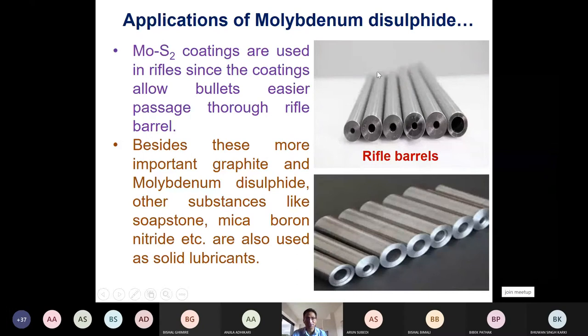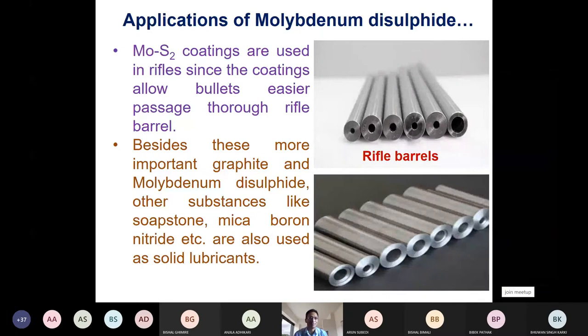Again, applications of molybdenum sulfide: molybdenum sulfide coatings are used in rifles. Why? Since the coating allows the bullet to pass more easily through the rifle barrel. That type of lubricant should be used in a rifle barrel to pass the bullet through it.